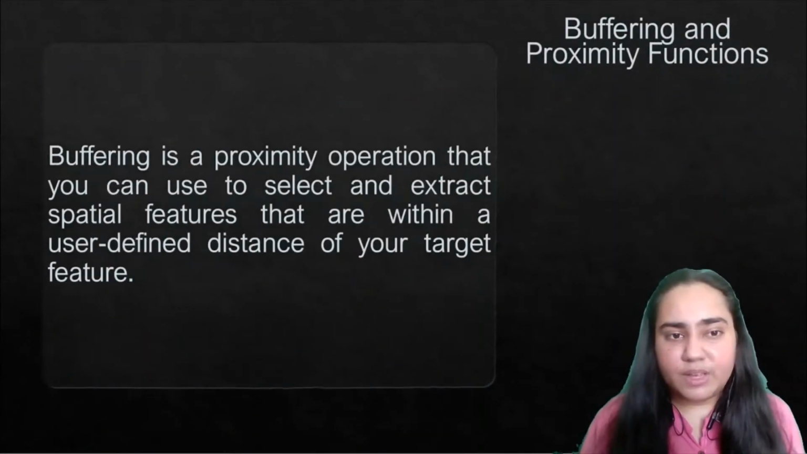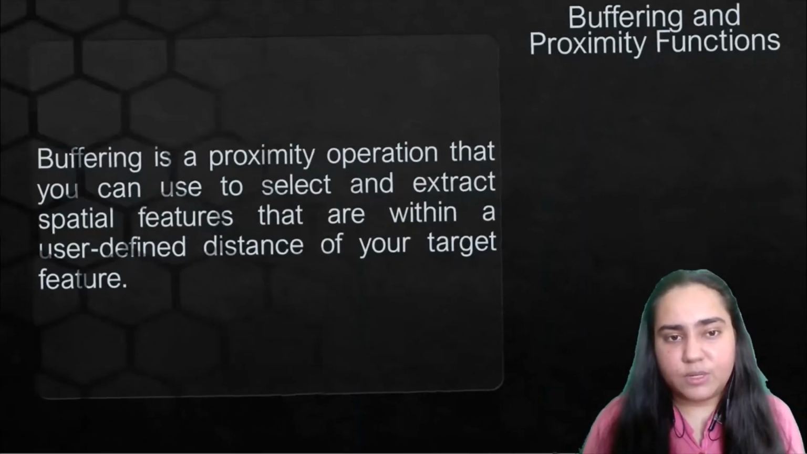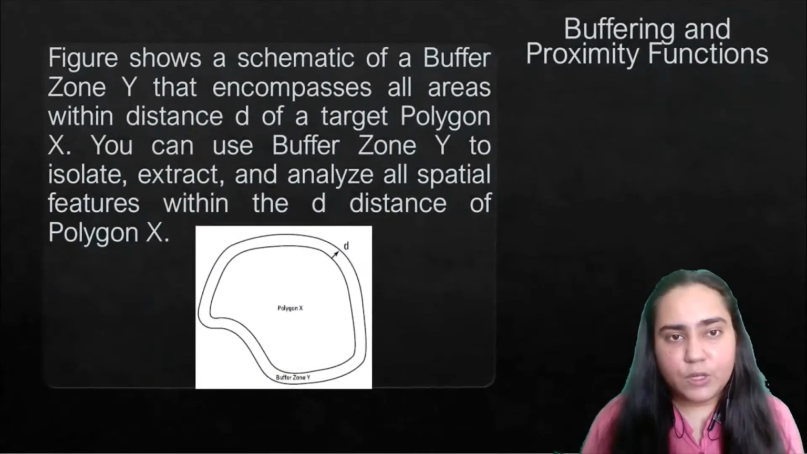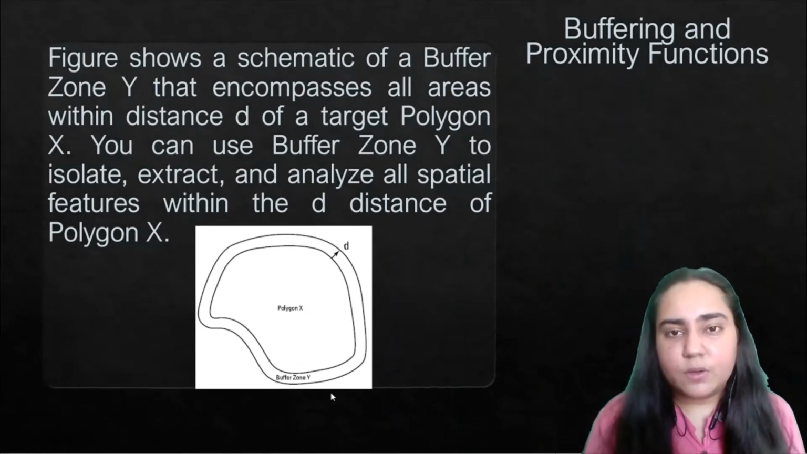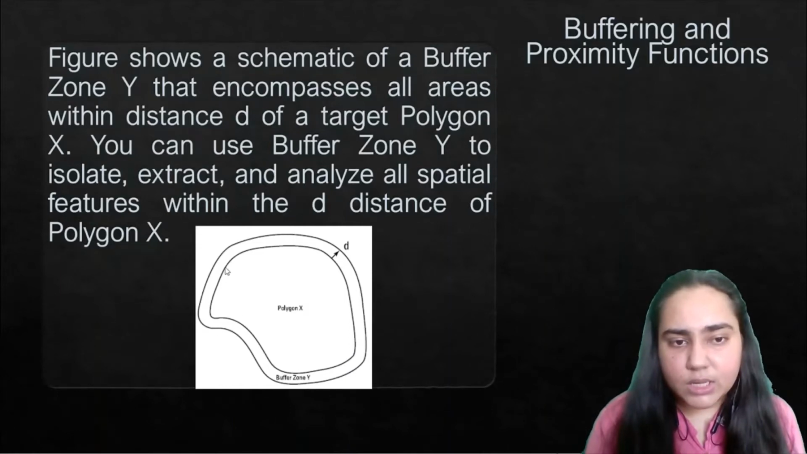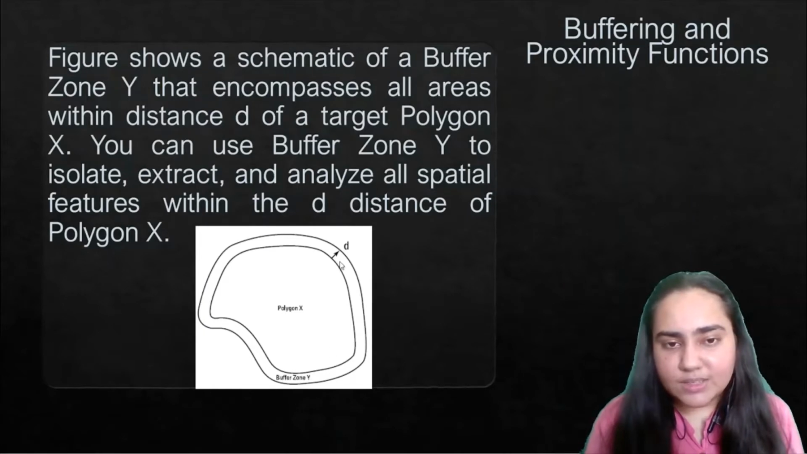Buffering is a proximity operation that you can use to select and extract spatial features that are within a user-defined distance of your target feature. This figure here shows a schematic of a buffer zone Y. This line that you see encompasses all areas within distance D of a target polygon X. So this whole thing is polygon X, and this is the buffer that we have created, buffer zone Y. What it shows is everything that falls within a distance D of this polygon X.